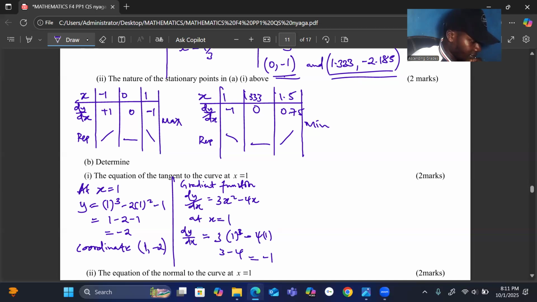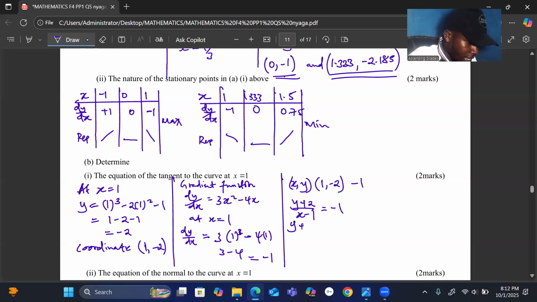So the gradient is negative 1. Now we have the point (1, -2) and the gradient negative 1, so we can form an equation. Change in y over change in x equals the gradient. So we have (y plus 2) over (x minus 1) equals the gradient, which is negative 1.